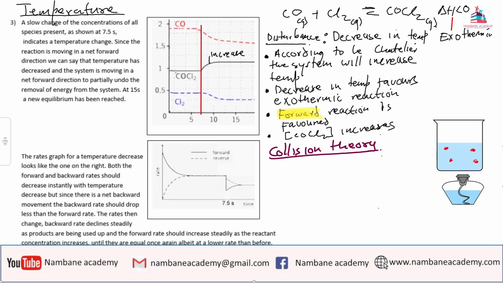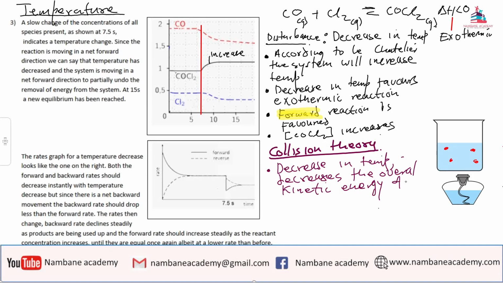What did the collision theory say? The collision theory says now, bullet number 1, a decrease in temperature decreases the overall kinetic energy of the particles.